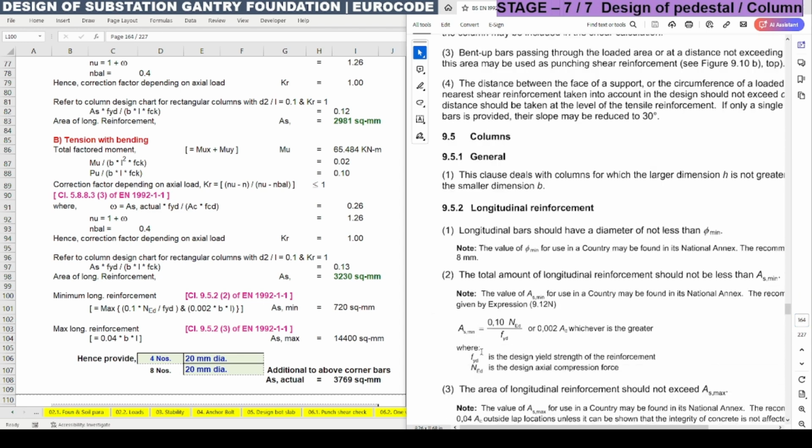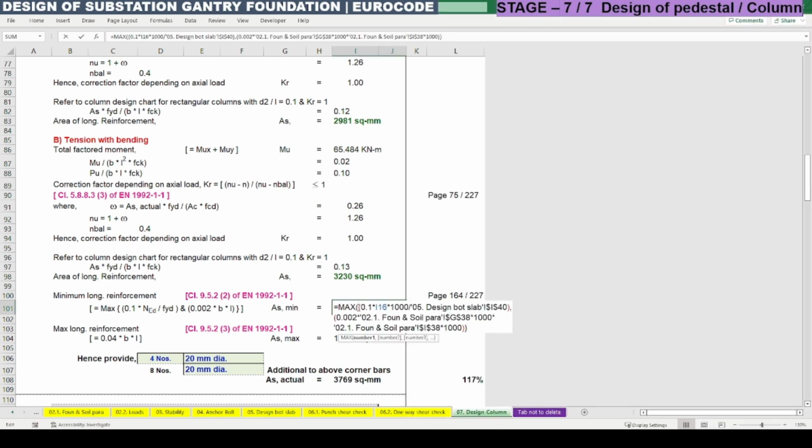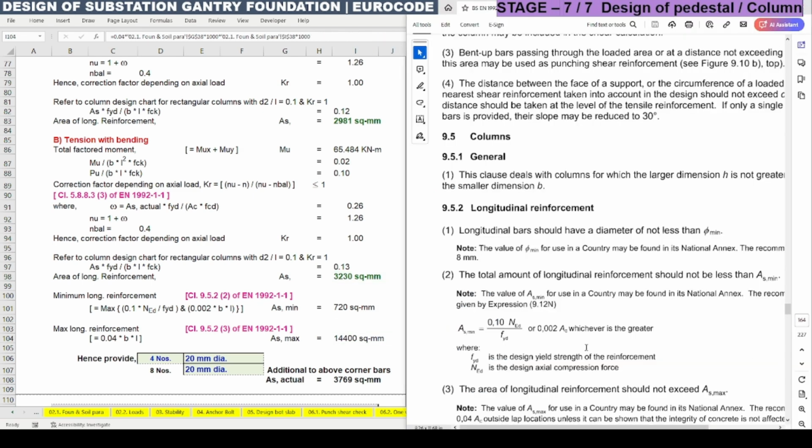So here that equation is given as 0.1 NED divided by FYD, and which should also be greater than 0.02 AC. So we are applying this equation because all these values are known. We are getting 720 square mm, and the maximum longitudinal reinforcement means the calculated reinforcement should not exceed this one. In case it is exceeding that, then we need to increase the column sizes.